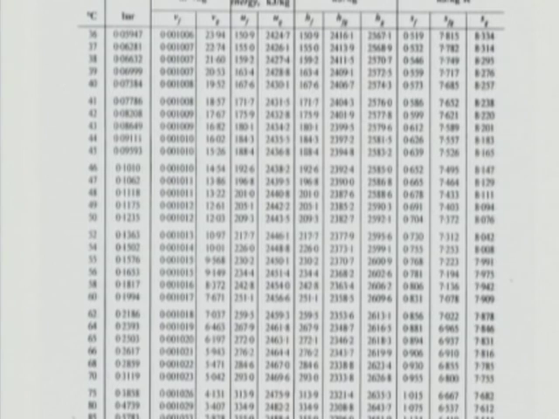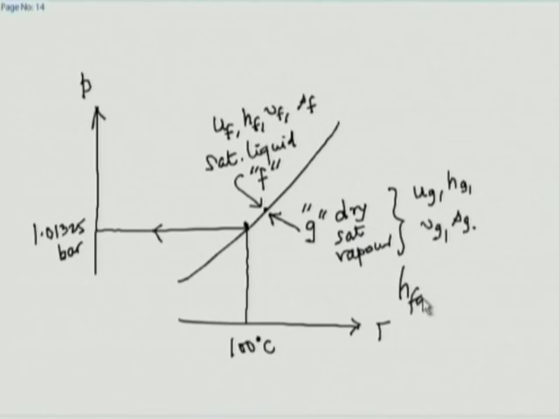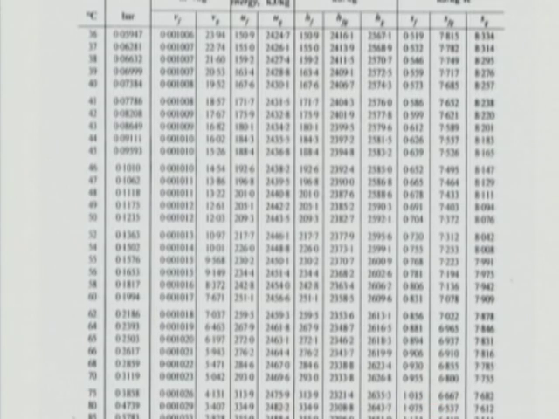These columns, HFG is defined as HG minus HF, and SFG is defined as SG minus SF. So those differences are plotted here. At any point you will notice that HG minus HF is HFG and SG minus SF is SFG. One could have plotted UFG and VFG, but it is not plotted. Maybe the authors thought that we will come across HFG and SFG more often. But even if you drop these two columns, the value of the steam table does not get reduced, because that information can very easily be computed from the neighboring columns.